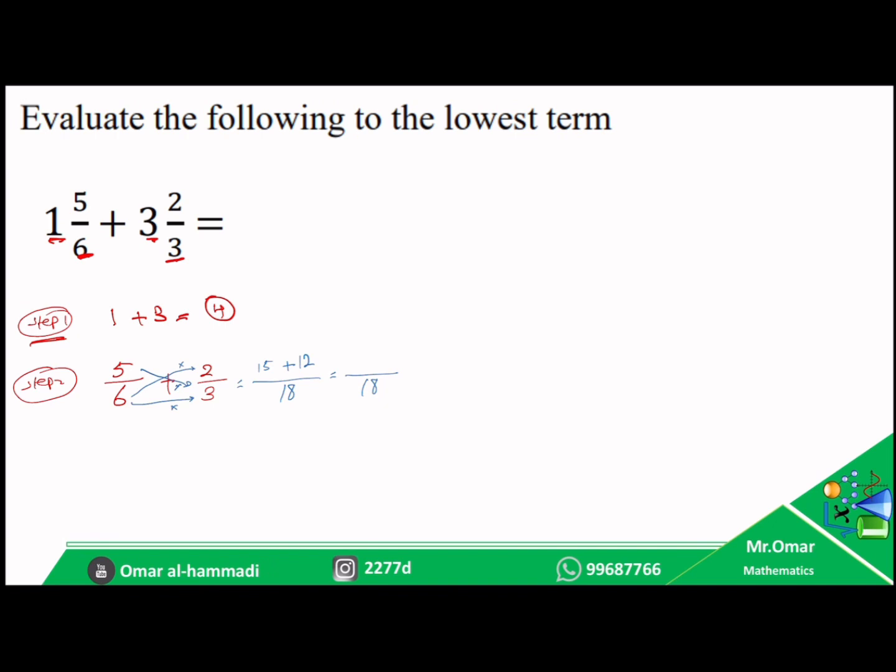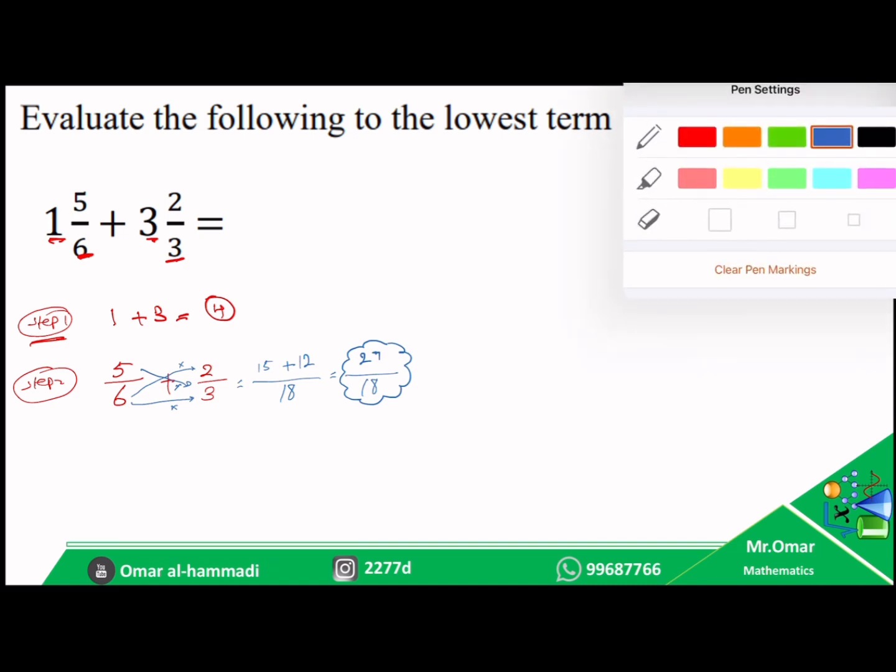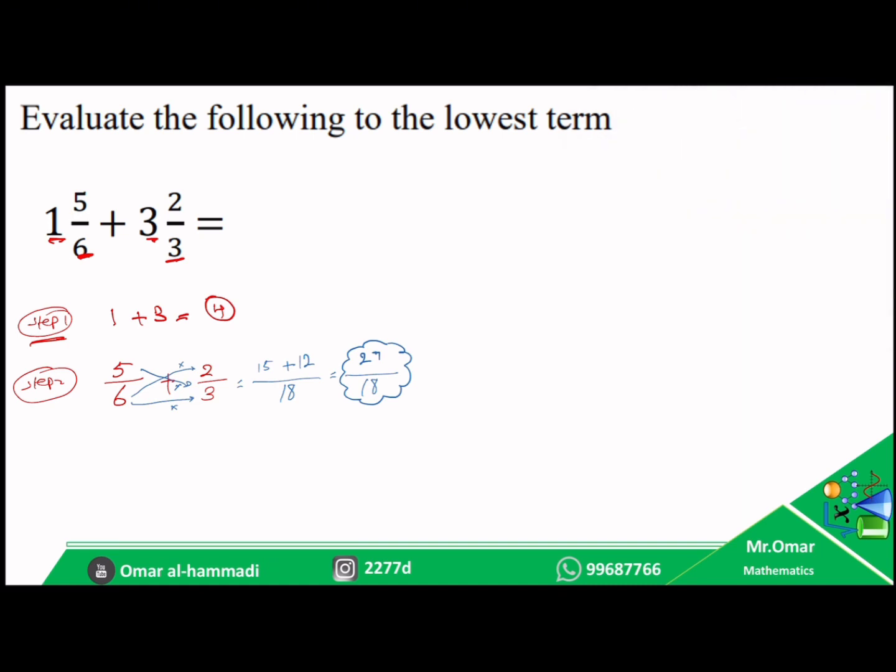So now 15 plus 12 will give us 27. That's it. But we have to ask ourselves, is this one in the lowest term? And is it a proper fraction or not? So now it is not in the lowest terms. So we have to divide it by what? By using the calculator we get 3 over 2. So this is in the lowest term.